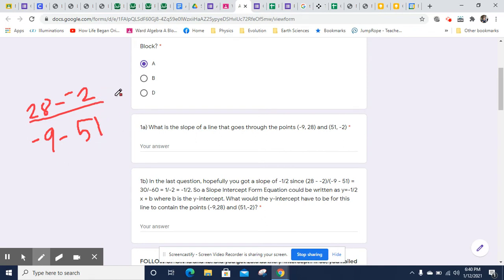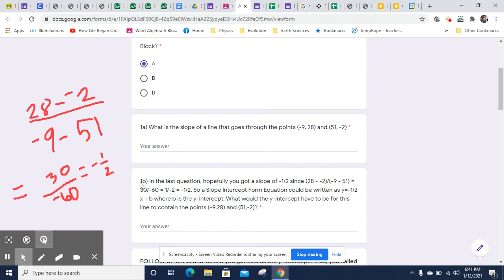So this equals 30. So that's 30 up here. And this equals -60. -9 minus 51 is -60. Now, of course, 30 over 60 would be 1/2. So 30 over -60 is -1/2. Okay, so the slope here is simply -1/2. That's what it boils down to.